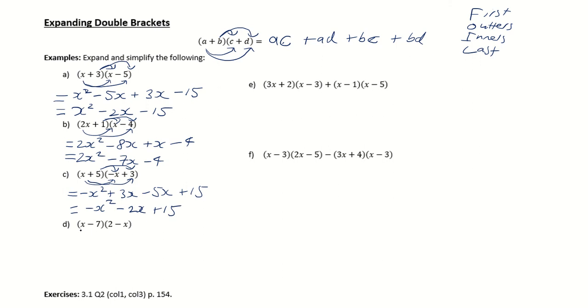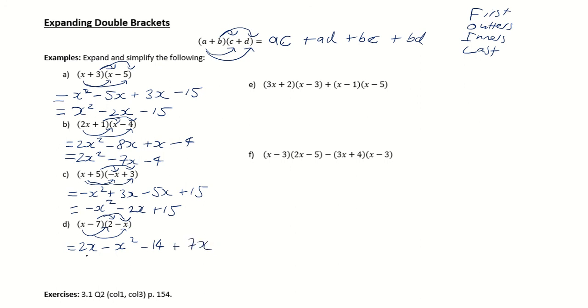So the next example we'll have is x times 2, which will give us 2x. x times minus x will give us negative x squared. Minus 7 times 2 will give me negative 14. And then negative 7 times negative x. So negative times negative is a positive. So negative 7 times negative x will give us positive 7x.